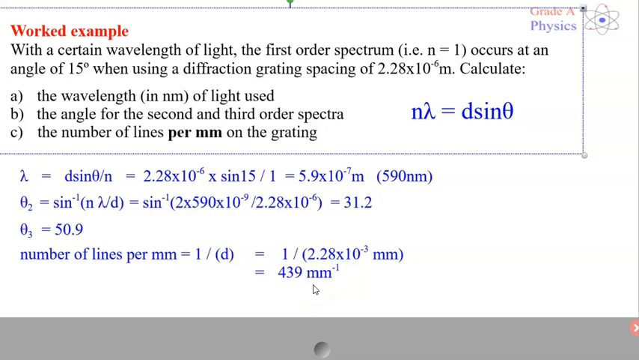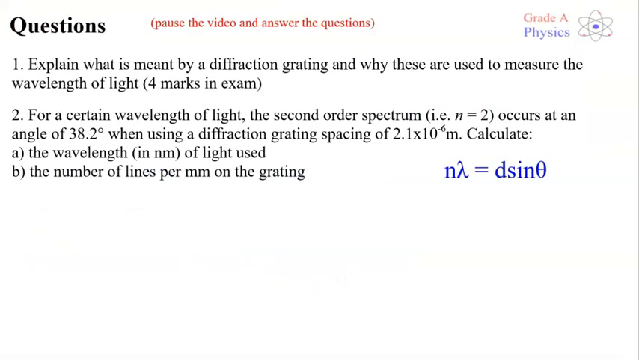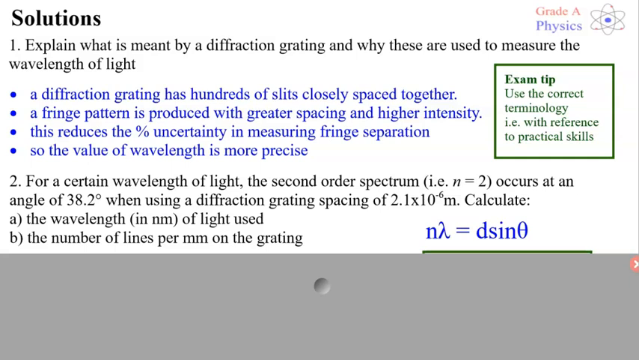So as we said before, hundreds of lines, which is why we get this intense fringe brightness, because we have hundreds of rays all meeting constructively at the same point. Okay, so have a go at these two questions, pause the video, and then press play when you're ready to check your answers. So question 1, we need to make a reference to the fact that there's hundreds of slits closely spaced together. So we do get a fringe pattern, we get a greater spacing and a higher intensity. The benefit of this is it's easier to measure, but that probably won't get you full marks in the exam. We need to make reference to the fact it reduces the percentage uncertainty, and then we get a better or more precise value of the wavelength.